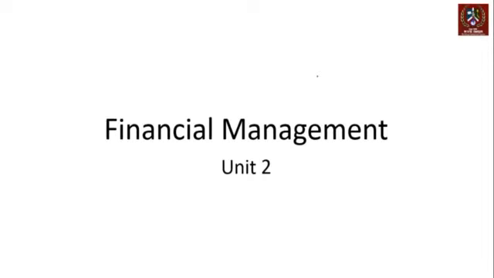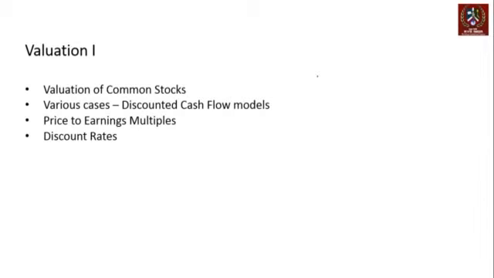There are a few topics that will follow. We'll talk about valuation of common stocks. We'll talk about various cases and try and build a case for discounted cash flow models. What are the various scenarios that come up? We'll start with the simplest of scenarios and then try and increase the complexity or remove the assumptions that we take. Then we also talk about something called the price to earnings multiple, which is a case of essentially relative valuation. And then we talk about the discount rates in this case.